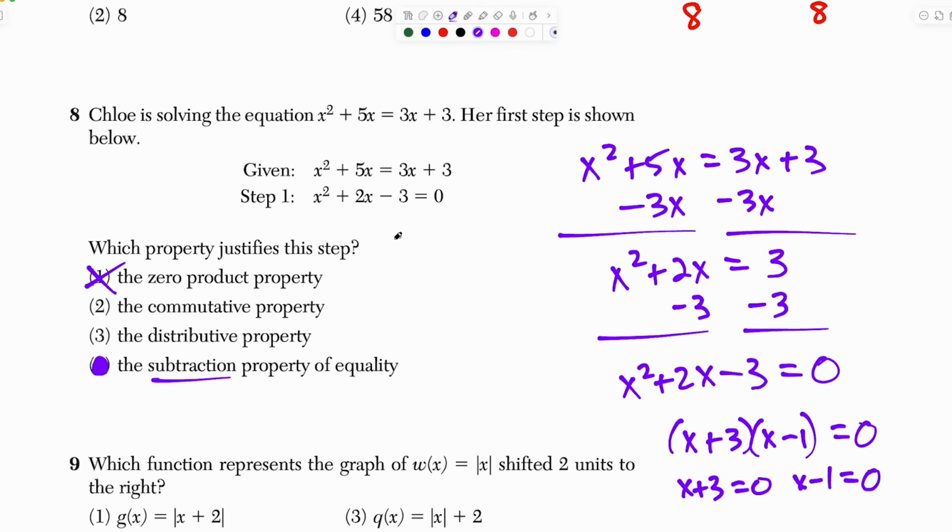Commutative property is when terms flip. But this would be if Chloe, for some reason, wanted this to look like 5x plus x squared equals 3x plus 3. If she just flipped terms on both sides, then she's using commutativity. And distributive property would be if there were parentheses and we send something through. So not 3, definitely 4.